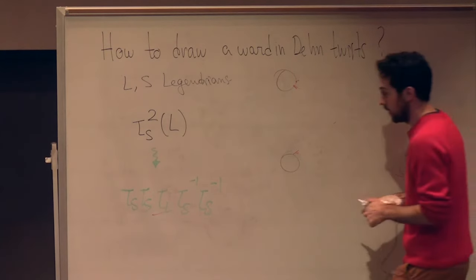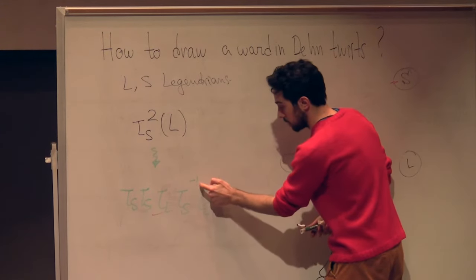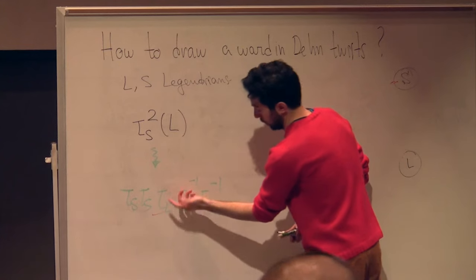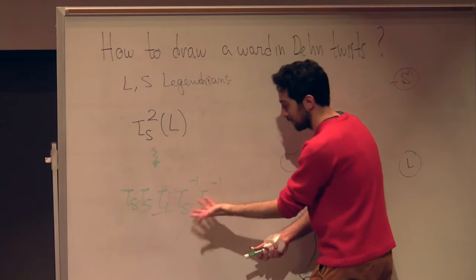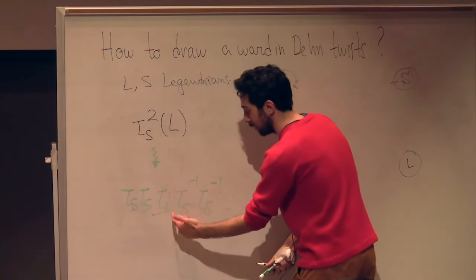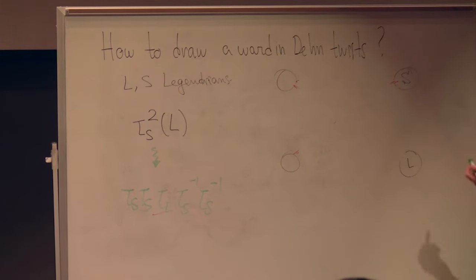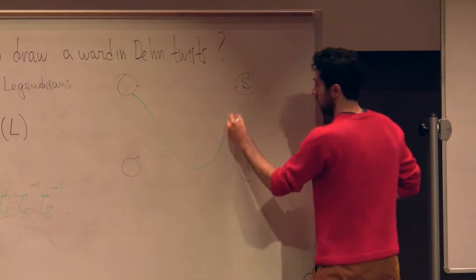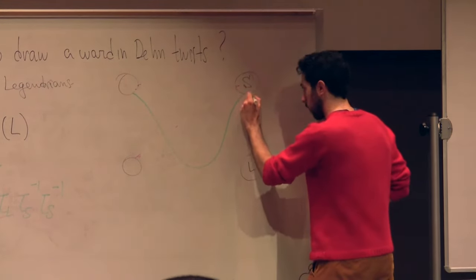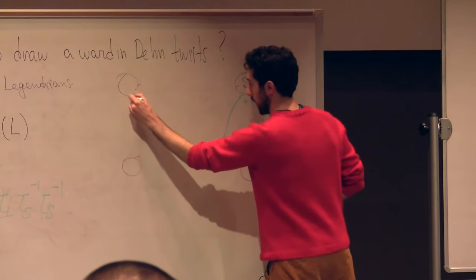So that's telling me to draw plus ones, so my plus one surgeries, which are negative one, and then draw L as minus one curves. Great, so let's do that. You first start with S minus one, and that has a plus one framing. And then you do S minus one again.